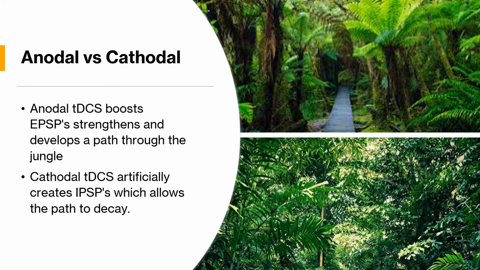When thinking about the role of anodal versus cathodal stimulation, imagine you're standing at the edge of a lush, dense tropical jungle. Anodal stimulation takes a tiny track and allows the brain to build a boardwalk. Cathodal stimulation artificially ceases communications between neurons, as well as reducing blood flow, allowing the strong path to crumble and the jungle to regrow.